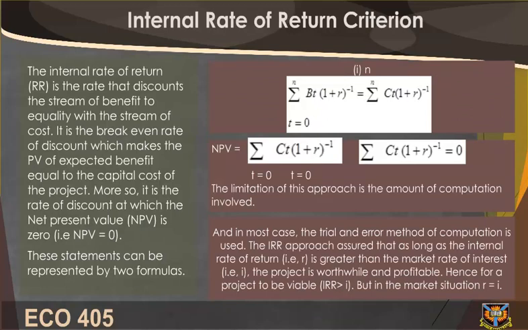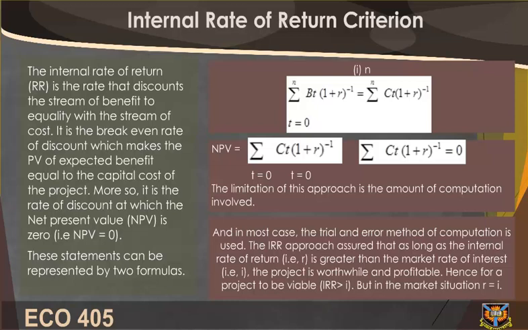Internal rate of return criterion. The internal rate of return, IRR, is the rate that discounts the stream of benefits to equality with the stream of costs. It is the break-even rate of discount which makes the PV of expected benefits equal to the capital cost of the project. More so, it is the rate of discount at which the net present value, NPV, is zero. These statements can be represented by two formulas below.